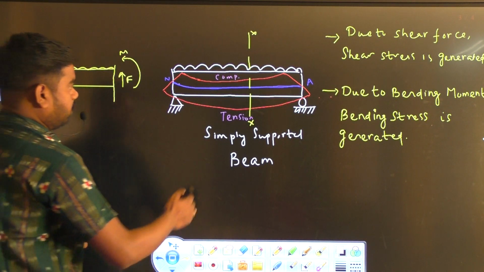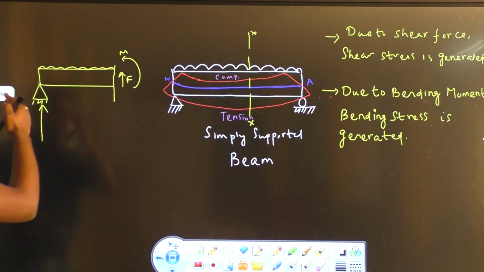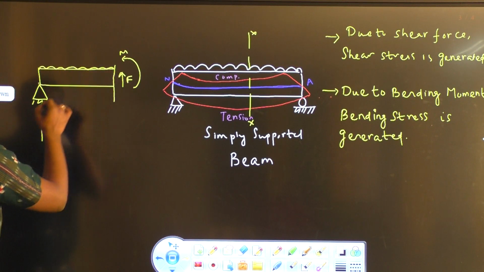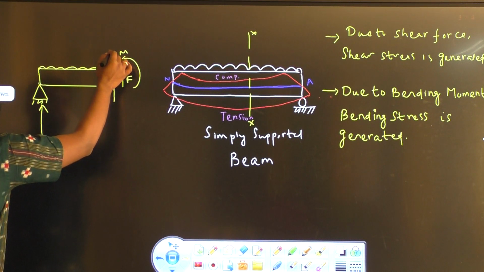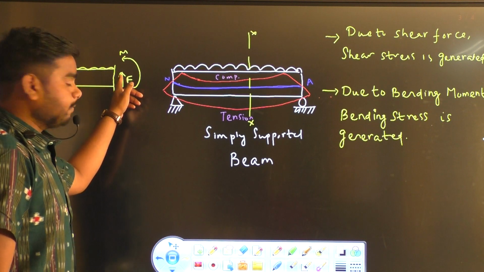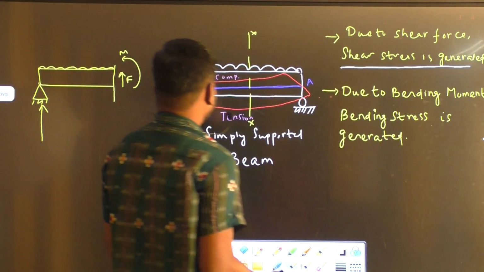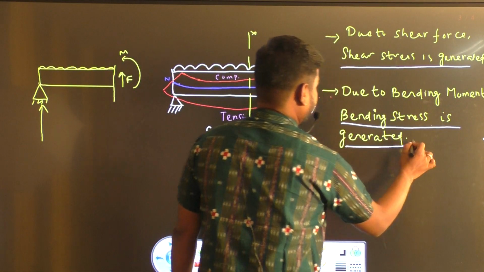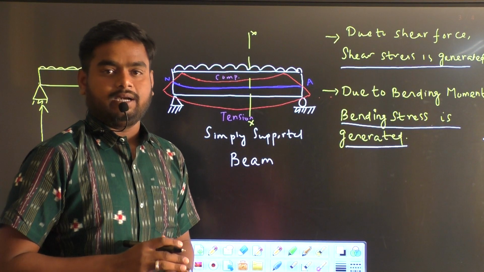And if you draw the free body diagram of the beam through a section XX, we can clearly see that due to the application of this external load, a support reaction will be developed at the support, and shear force and bending moment will also be developed at the section. Due to the shear force, shear stress will be generated in the beam, and due to the bending moment, bending stress will be generated in the beam. So in this chapter, we are going to discuss how to calculate this bending stress.